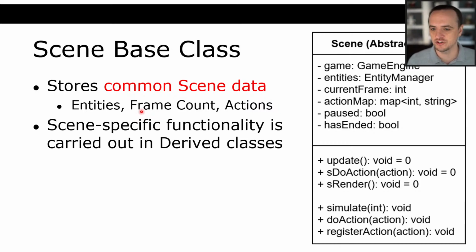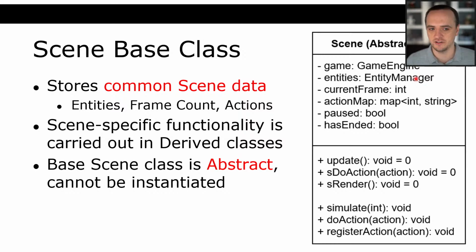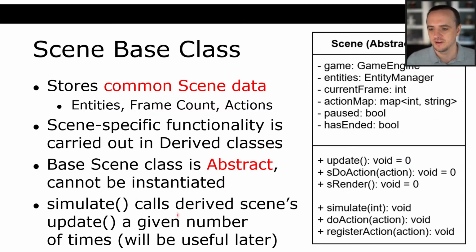The scene-specific functionality is going to be carried out in the derived classes. All right, so this is the base class. We are using object-oriented programming in this course. I know at the beginning that I said we're not going to be using object-oriented design for our entity component system, but we are using object-oriented programming because it's quite intuitive and it's quite easy to implement specific functionality in that. So the base scene class is abstract. It cannot be instantiated, so that's the way you do this. In C++, you declare a bunch of functions equal to 0. And simulate calls the derived scene update a given number of times.